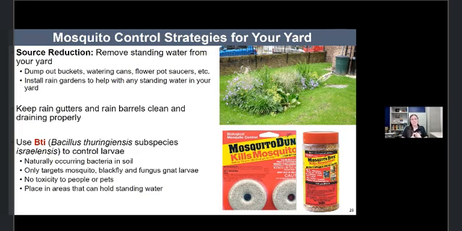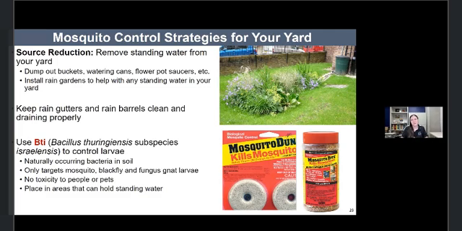So the first thing that you could do is source reduction. This is removing any standing water from your yard. This might be dumping out buckets, watering cans, flower pots or flower pot saucers, any type of container habitat that can hold water. So anything that you can dump out after it rains, or if you don't use it a lot, flip it over, for example, if you're not using that container. That's a great way to prevent mosquitoes from laying eggs in your yard.